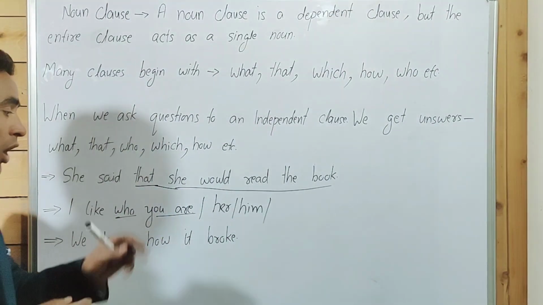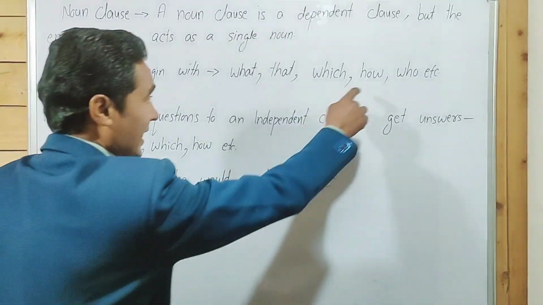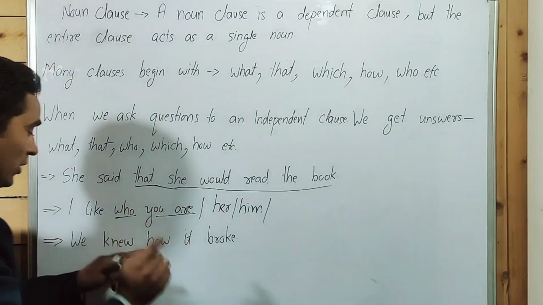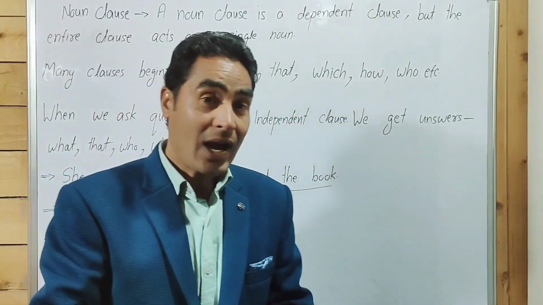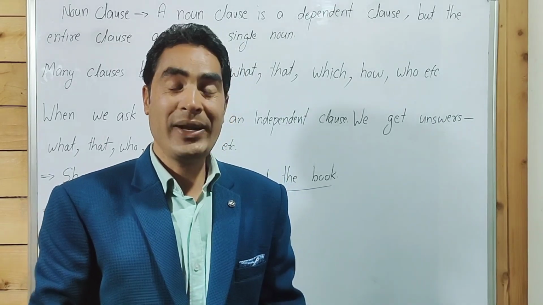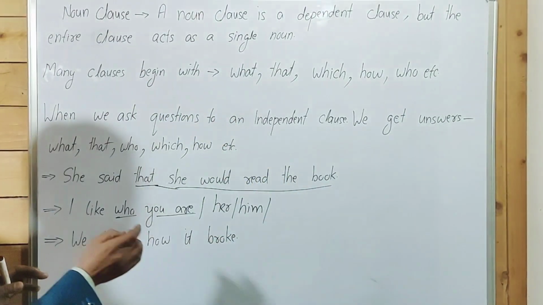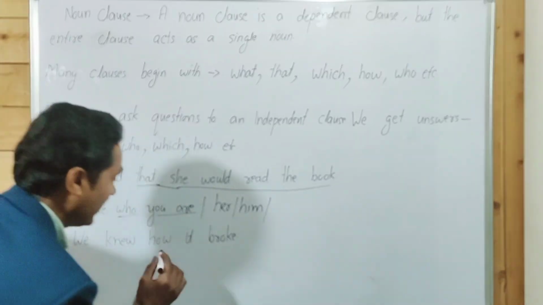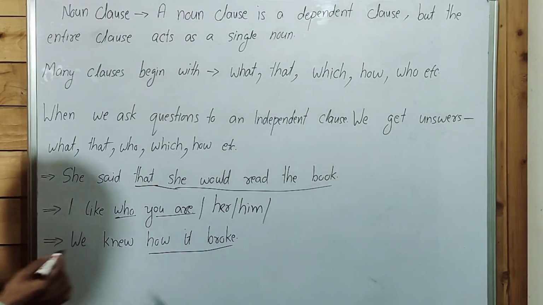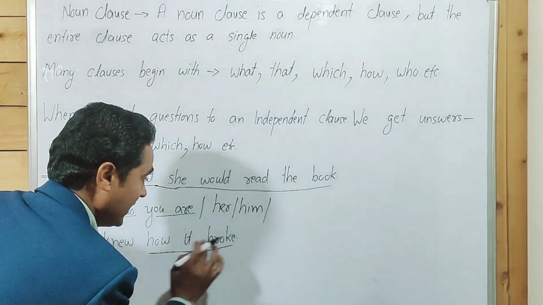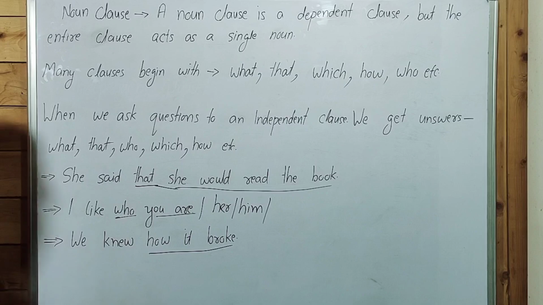We knew how it broke. What? Okay. How it starts. Who? We knew how it broke. We knew Rahul. We knew Rohan. We knew Sanjay. Sheetal. We can replace a single noun for the entire clause. Here, how is a conjunction. It broke. The entire part is a noun clause.